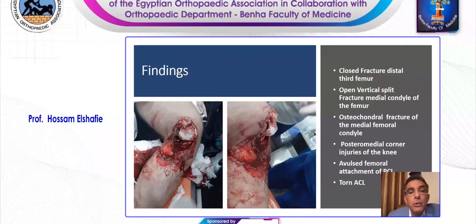And I have posterior medial corner injuries, where the whole posterior medial corner has been disrupted: the medial ligament, the posterior oblique ligaments, and even the medial head of the gastrocnemius has been destroyed, avulsed from its place. I also have avulsion of the PCL from the femoral attachment and a torn ACL. The lateral collateral ligament was the only structure that was intact in the patient.